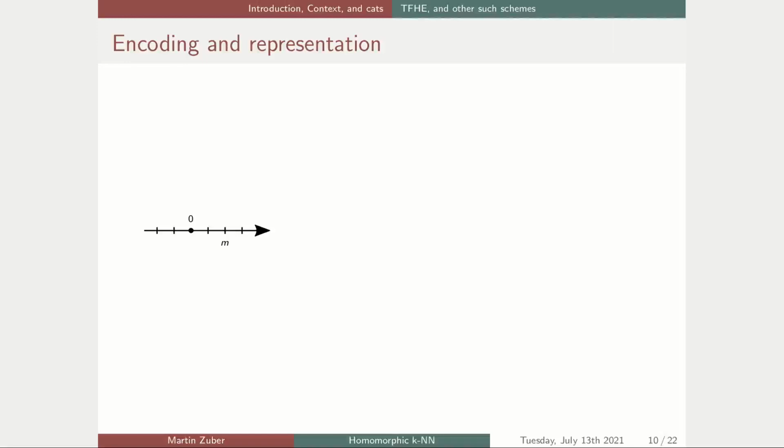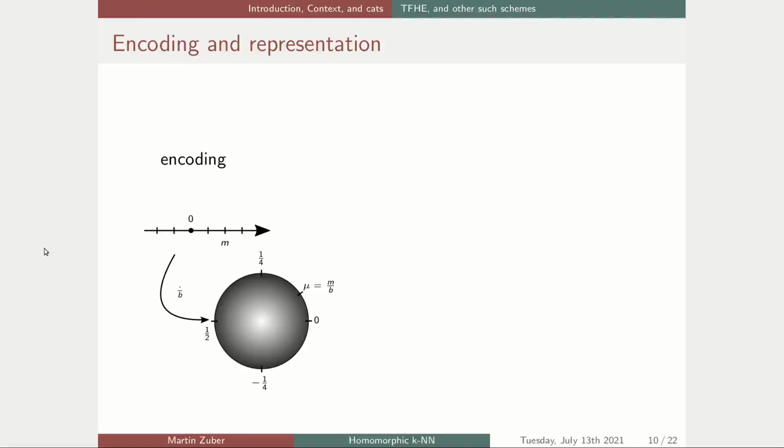If we take a real value m on the real axis here, before it can be encrypted using TFHE, it needs to be encoded into a torus value by dividing it by a base b, and therefore it's going to get into this circle, which is the torus, with the lower values here being from -1/2 to 0, and then from 0 to 1/2. The positive values on top, the negative values on the bottom.